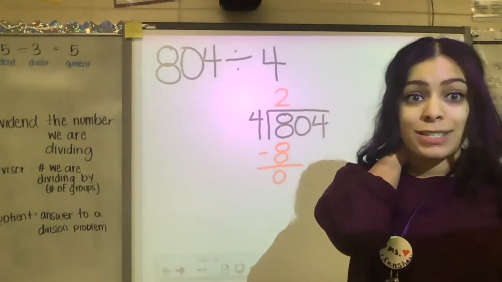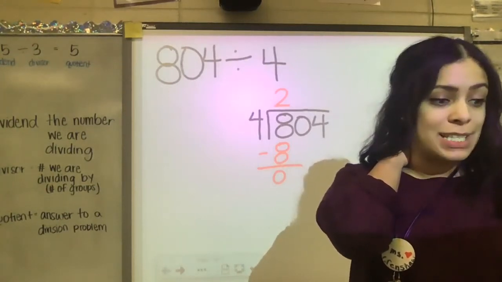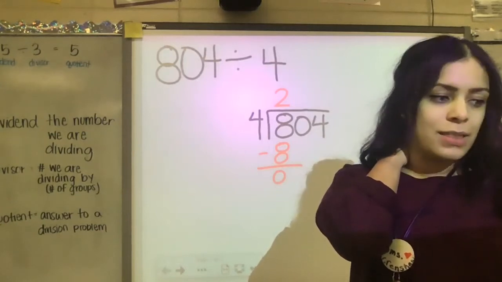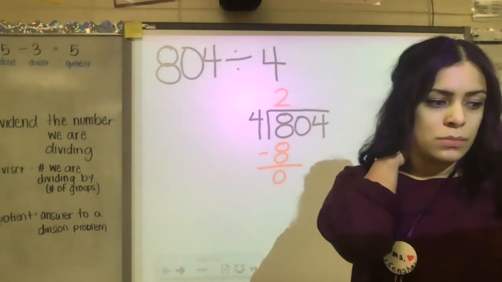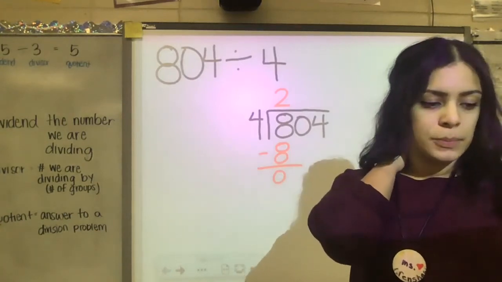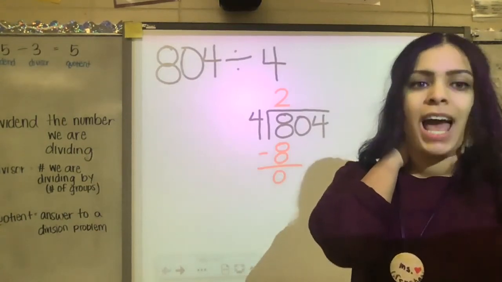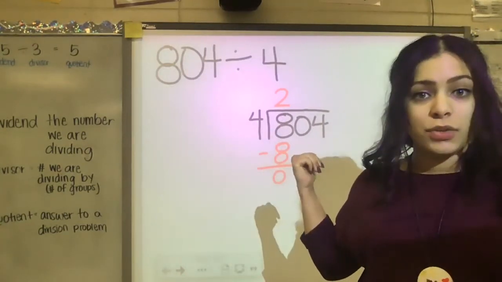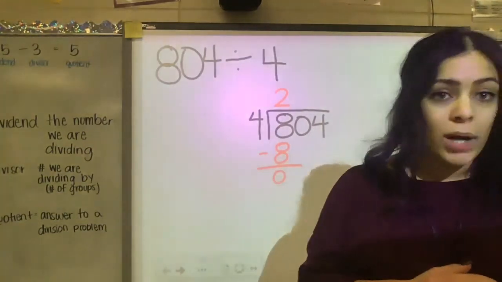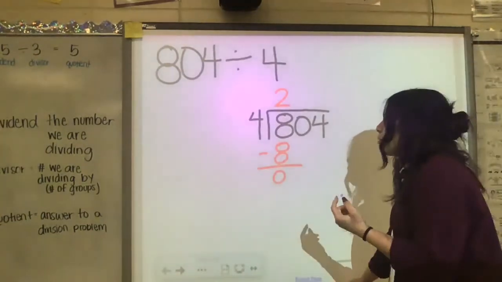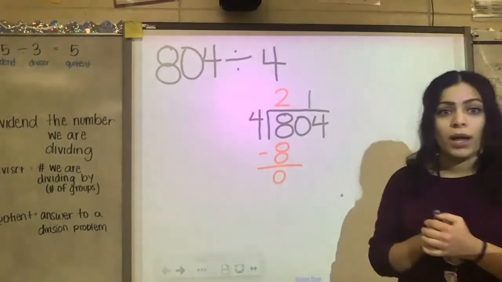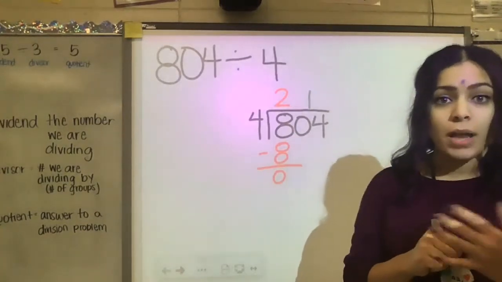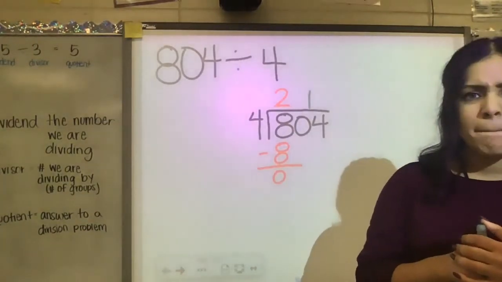Can we move into just dividing the ones place at this point? Take a minute and think about it. If we did just go ahead and do the 4 ones divided by 4, that would give us an answer of 1. 4 ones divided by 4 is 1. That means our answer is 21.